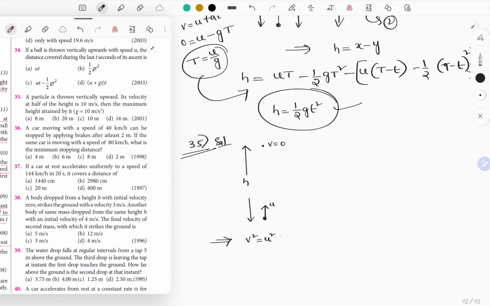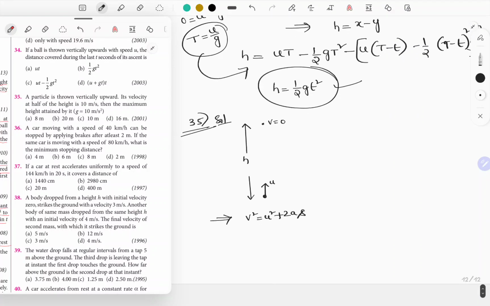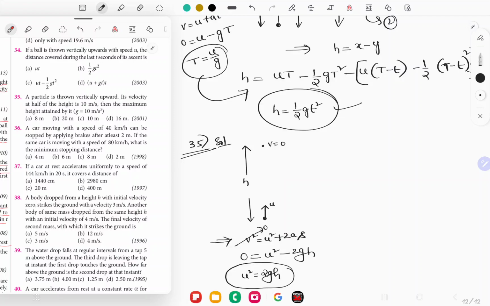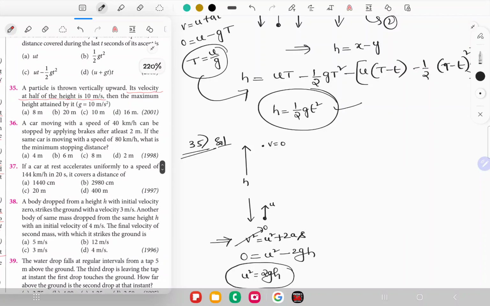v square is equal to u square plus 2as. Final velocity of the object is 0. Initial velocity is u square minus 2gh. Already you know the procedure. a is replaced with minus g. s is positive only because it is moving upward. The particle is moving upward. From this, I can write down u square is equal to 2gh. Let's keep this relation as it is. Then it may be helpful to us. Next, this is not the data they need. The thing is, they have given its velocity. Here it is. Its velocity at half of the height is 10 meter per second. Okay. So maximum height is h.